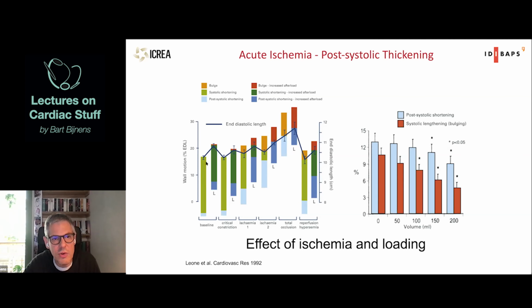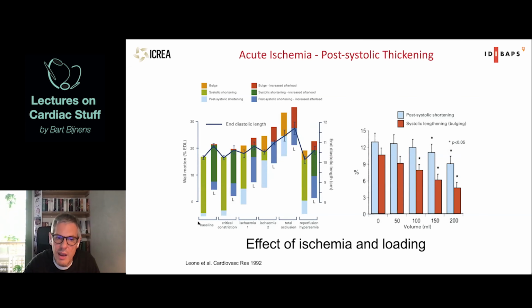So here you see that you have normal myocardium at baseline, and you see that there's virtually no post-systolic deformation, but there actually is a little bit. And especially, we will see later, especially in the flattest areas of the myocardium, which is predominantly the basal septum in normal hearts, we see that there is a little bit.